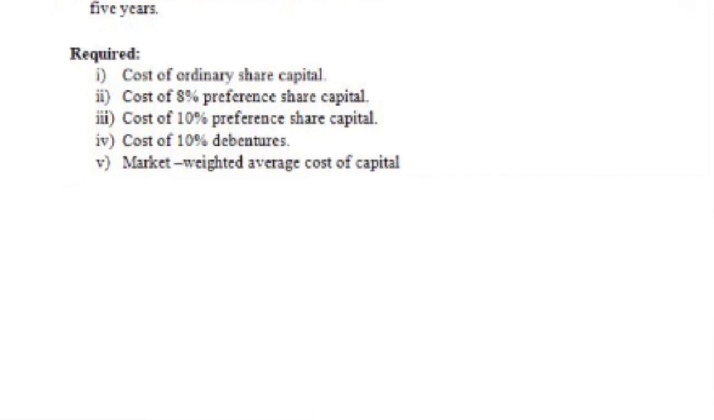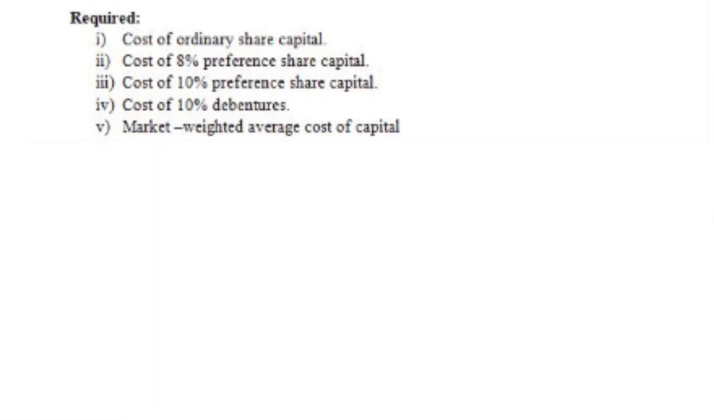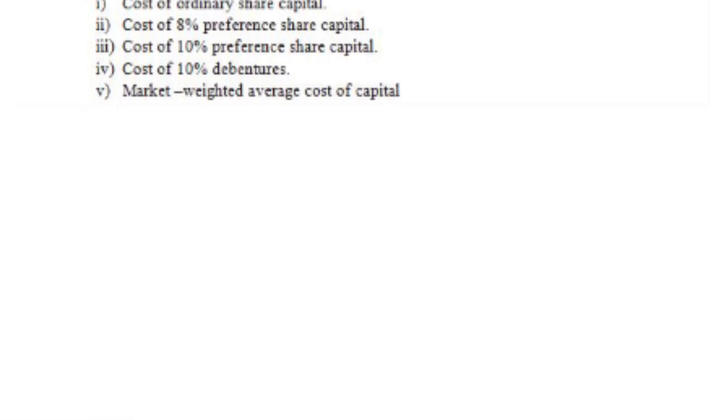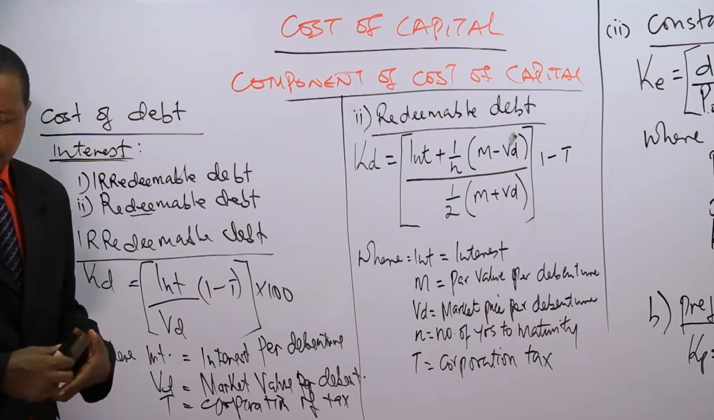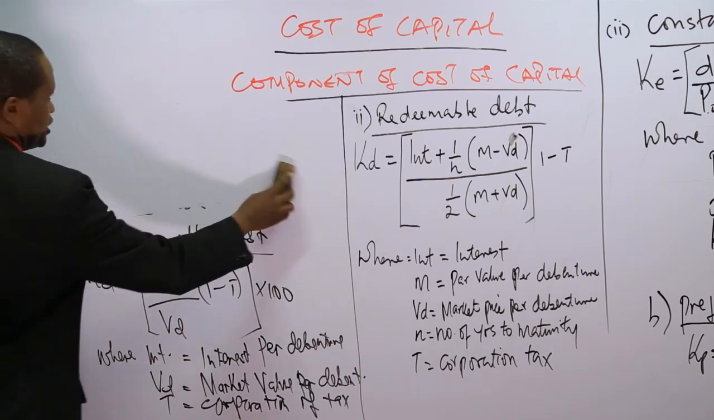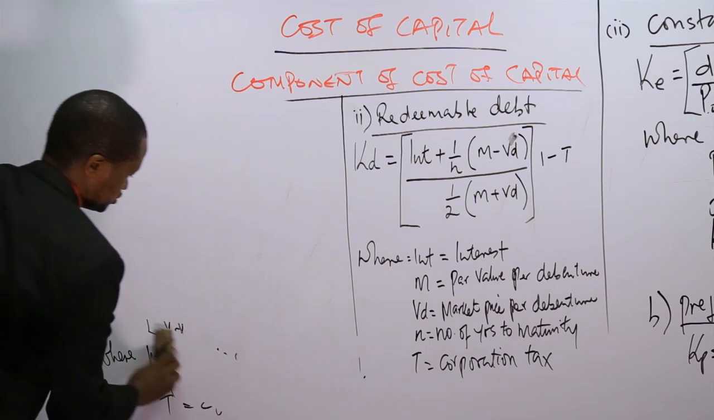Number 1, cost of ordinary share capital. Number 2, cost of 8% preference share capital. Number 3, cost of 10% preference share capital. Number 4, cost of 10% debentures. So we need to calculate the cost of each and every component in that illustration. That is the question.